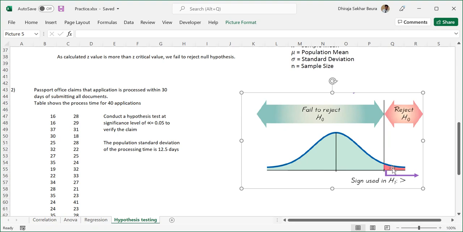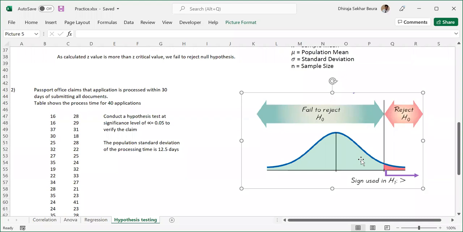What does this mean? If your Z value falls in the red side, that will be rejecting the null hypothesis. If it falls before it, then it is the other way around: it fails to reject the null hypothesis. Now, this is important because it is different for the right tail test and different for the left tail test. How does that really work?